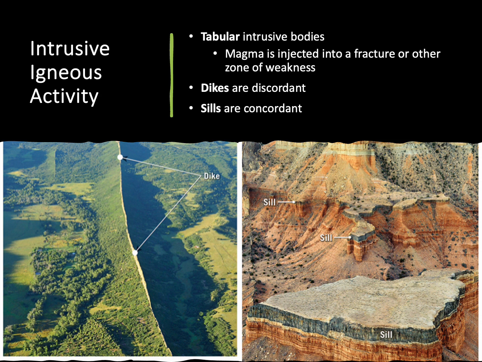The other type of intrusive tabular body is called a sill. In this one, the magma is not breaking through layers, instead it breaks between layers. And I remember this one because it's a sill. It's as flat and horizontal as a windowsill. These are concordant. They're not breaking through rock layers. They're laying in between individual layers.